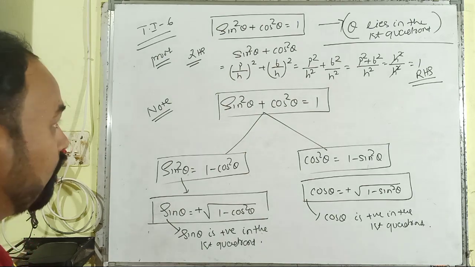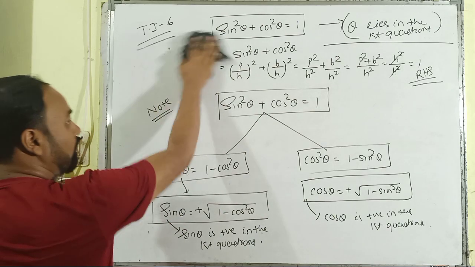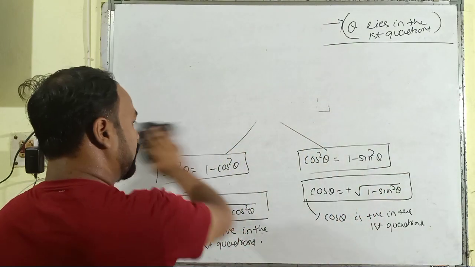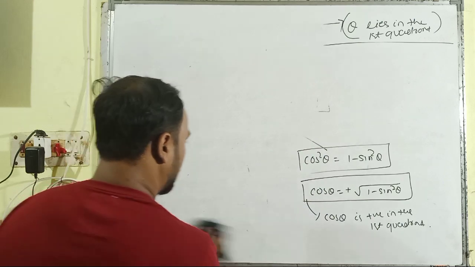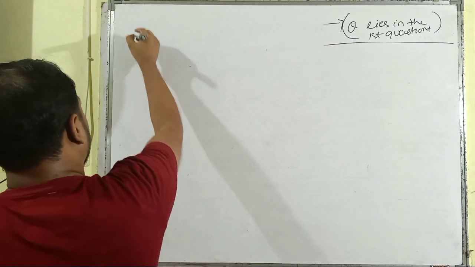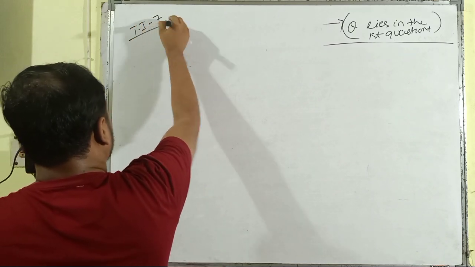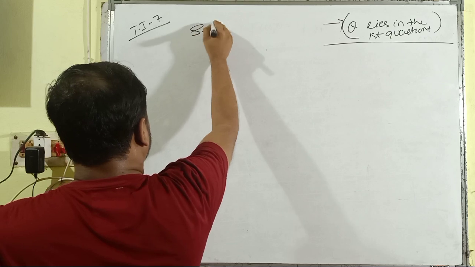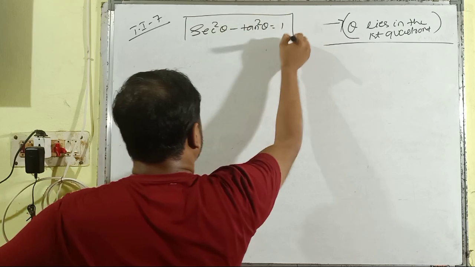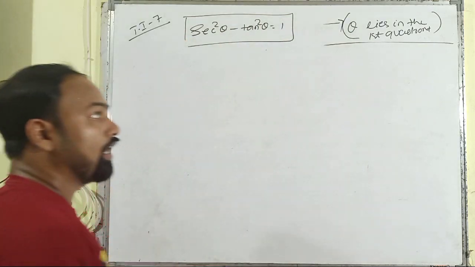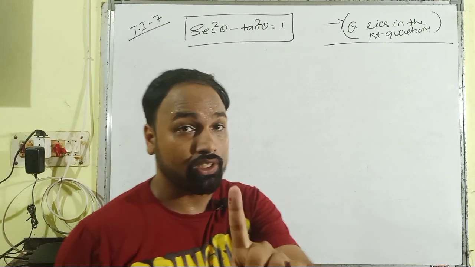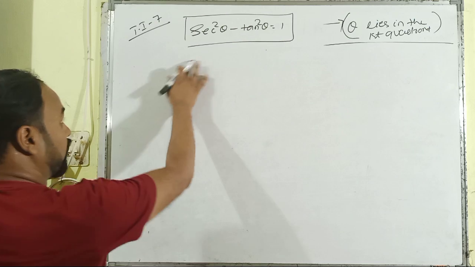Then let us go through trigonometric identity number 7, and that is sec square theta minus tan square theta is equal to 1. And here we have mentioned that theta lies in the first quadrant. That means again sec theta and tan theta will carry the positive sign before the square root sign.